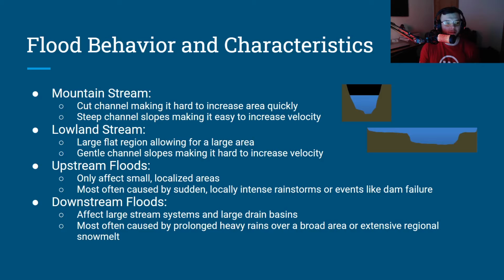And then you have upstream floods and downstream floods. Upstream floods only affect small localized areas, and they usually occur from sudden local intense rainstorms or an event like a dam failure. And downstream floods are the opposite because they affect large stream systems, and they most often occur from prolonged heavy rains over a broad area or from extensive regional snowmelt.